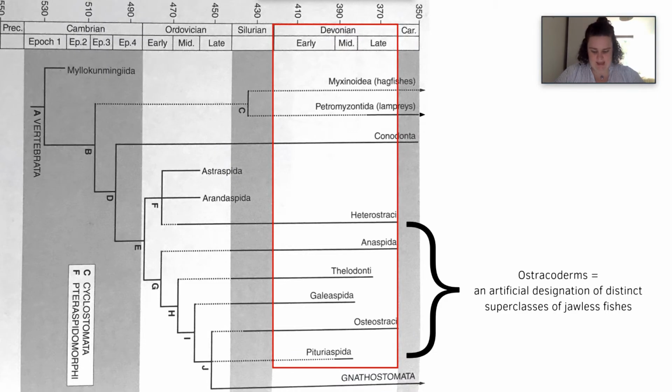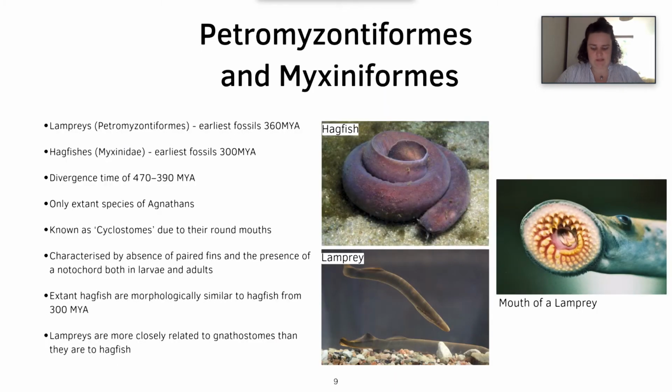So here is a phylogeny of the Agnathans, and as you can see, during the Devonian we've got quite a large amount of different types of Agnathans in the fossil record. Heterostraci, Anaspida, Thelodonts, Osteostraci. They are all known as Ostracoderms, which is an artificial designation of distinctive superclasses of jawless fishes. At the base of this tree, we have the lampreys and the hagfish. For lampreys, the earliest fossil evidence we have is from 360 million years ago.